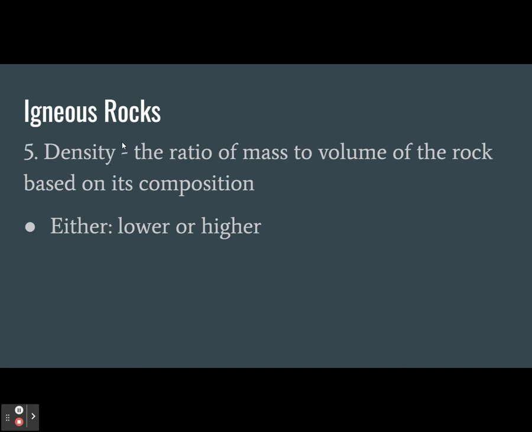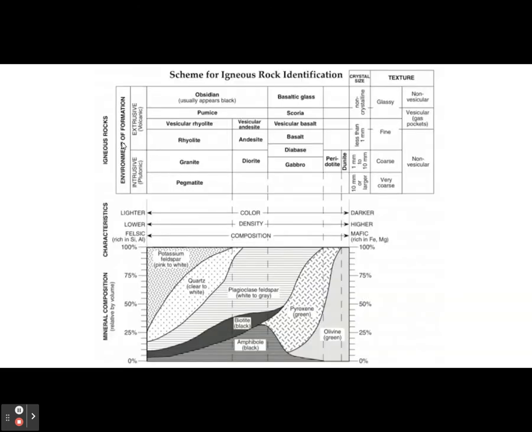So density, if you remember from the beginning there, is the ratio of the mass to volume of the rock based on its composition. So it's mass divided by its volume. And it can be either lower or higher. Lower meaning the density is low, which if it falls below 1, it could float, for instance, or higher if it has a very high density. For example, lead has a very high density. That's what you would call something being heavy. A 6-foot block of styrofoam is not very heavy, but a 6-foot block of lead is very heavy. The styrofoam has a lower density than the lead does.